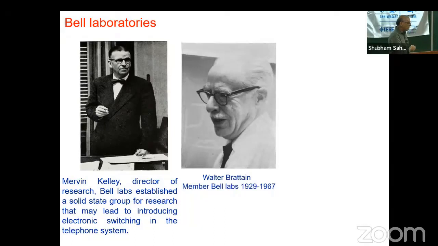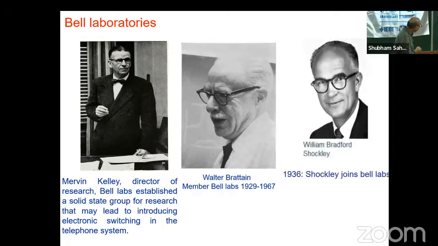Brattain, who's one of the key persons in the invention of the transistor, had already been at Bell Laboratories very early on, in 1929. And he had been working on vacuum tubes and crystal detectors for a long time. In 1936, Shockley finished his PhD at MIT and joined Bell Labs. And he also started working on various aspects of these detectors. So these people were there at around 1936.